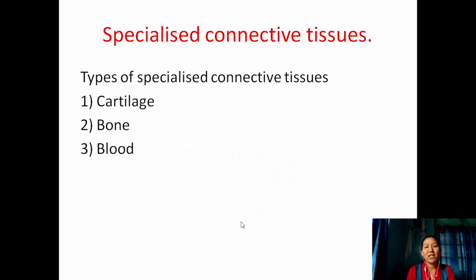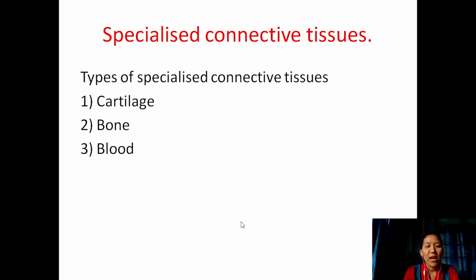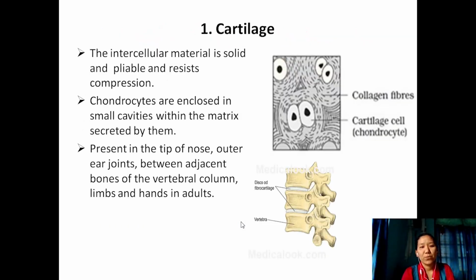Next, specialized connective tissue. Here we are going to discuss three of them: cartilage, bone, and blood. The first one is cartilage. In this case, the intercellular material is solid and pliable, that is, you can bend it and it can resist compression. For example, you can find cartilage in the tip of the nose and also in the ears. You are able to bend it and it can resist compression.